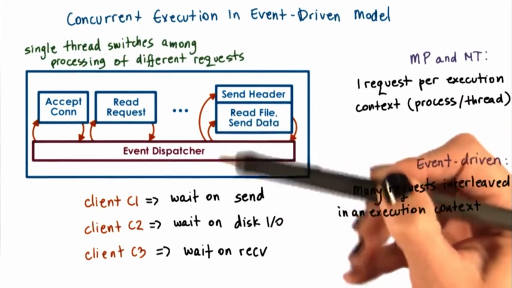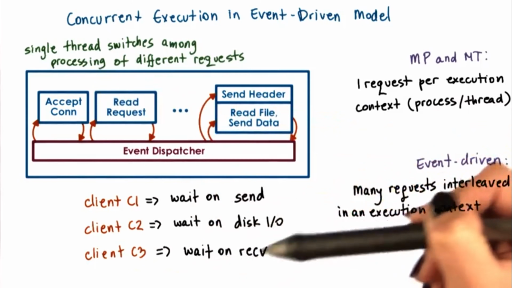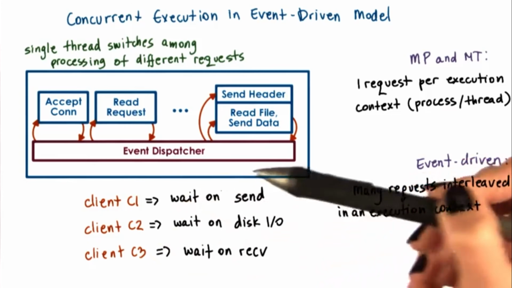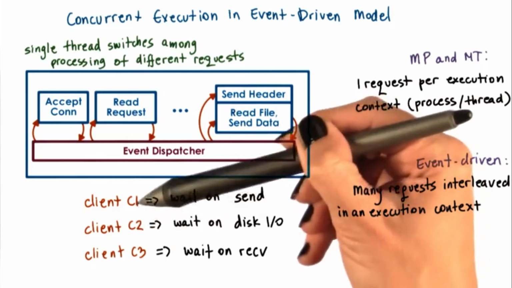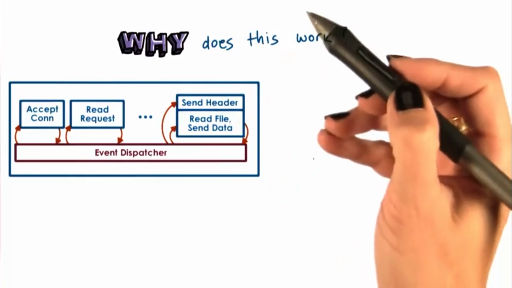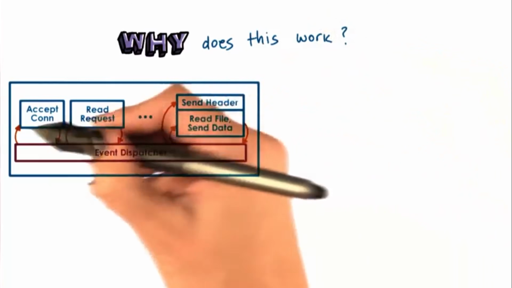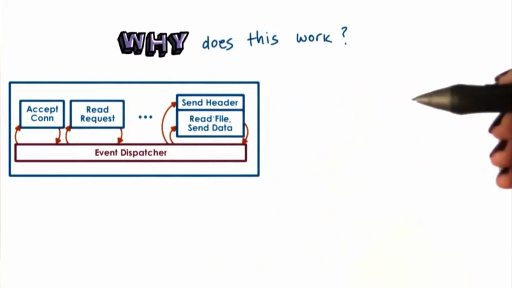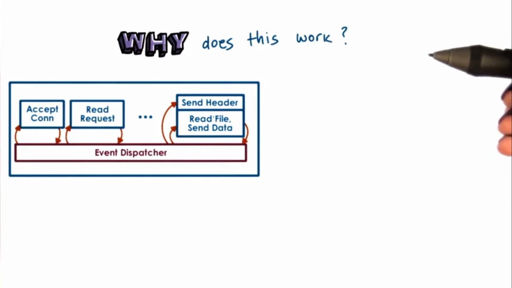So although we have only one execution context, only one thread, if we take a look, we have concurrent execution of multiple client requests. It just happens to be interleaved, given that there is one execution context. However, there are multiple at the same time, multiple client requests being handled. The immediate question is, why does this work? What is the benefit of having a single thread that's just going to be switching among the processing of different requests compared to simply assigning different requests to different execution contexts, to different threads, or even to different processes?